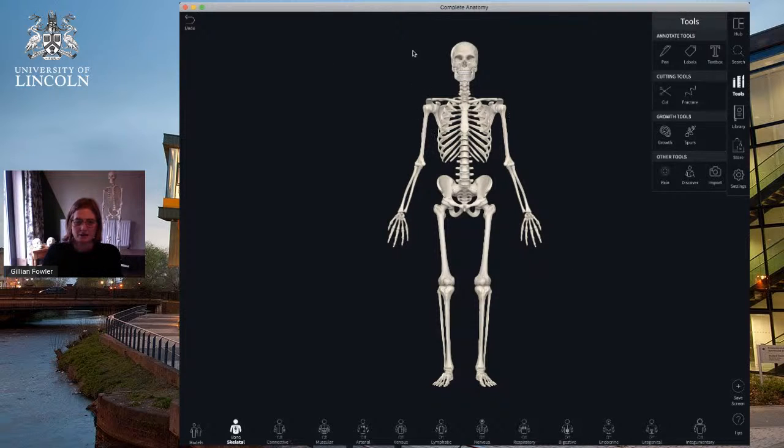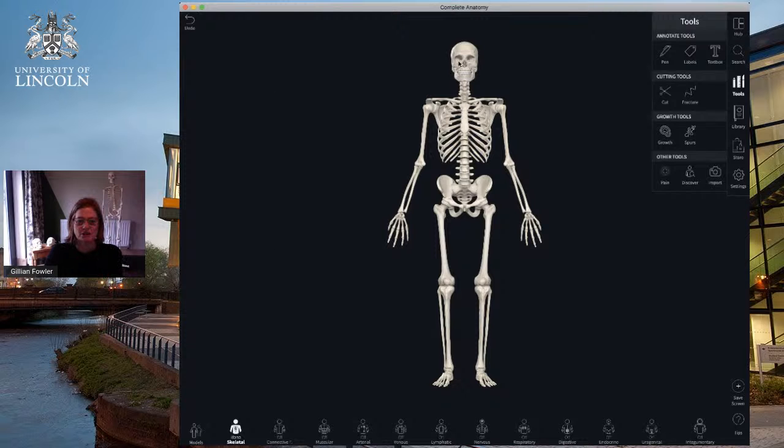So just looking at the chat, if you want to take a guess and put into the chat how many bones there are in the human skeleton, there are 206. Okay, so did you know that? Did you know that there were 206 bones in the human skeleton?